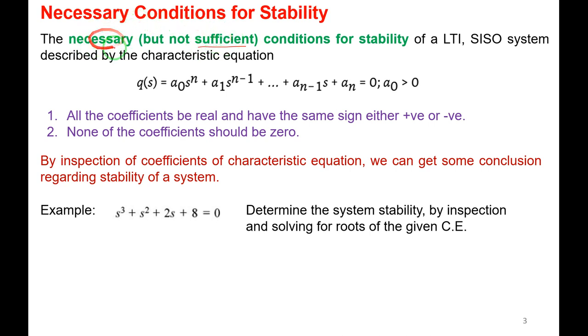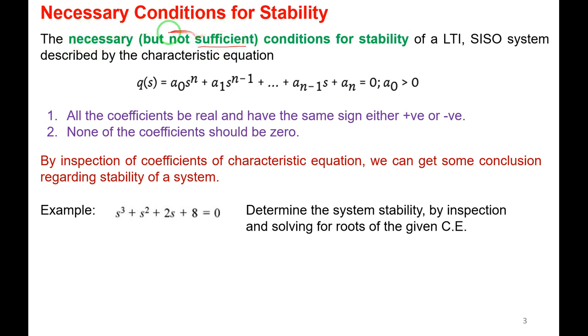If the necessary condition is satisfied, then I can say that the system may be stable. I will not say that the system is stable, I will say that the system may be stable. But if the necessary condition fails, then I will say that the system is unstable. No need to prove the sufficient condition. So, if I say that the system is stable, it has to satisfy both the necessary condition as well as the sufficient condition.